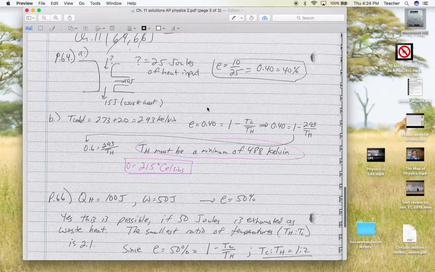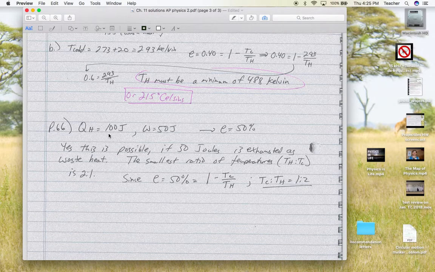To figure that out, essentially then, I'm working back to see with that efficiency what the theoretical temperature would be. So the cold temperature was given as 20 degrees Celsius, so it's 293 Kelvin. So if 40% equals 1 minus Tc over Th, and we know the Tc is 293 Kelvin, we can work that out mathematically and see that the Th must be 488 Kelvin, and I converted that to Celsius, so that's 215 Celsius.